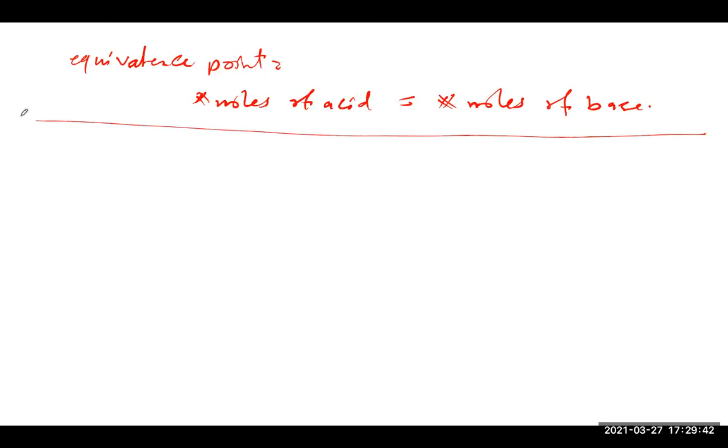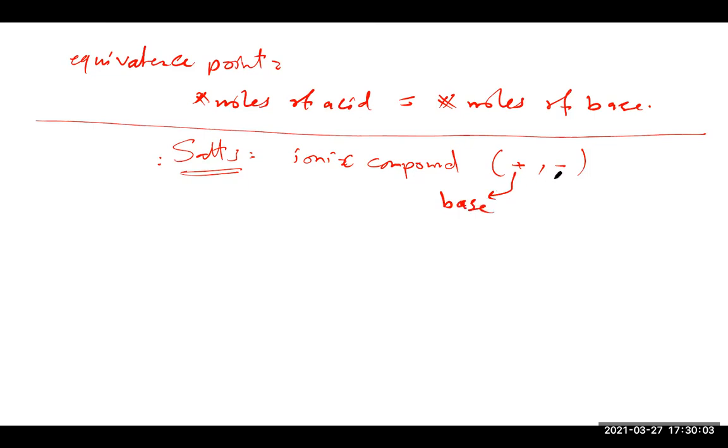Okay, now we have only 2 points. The first one is salts. Salt is an ionic compound, as we said, and this ionic compound will have 2 ions, a positive and a negative one. It results from the reaction of a base and an acid. The positive one comes from the base, and the negative one comes from the acid.